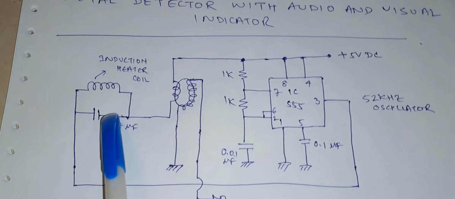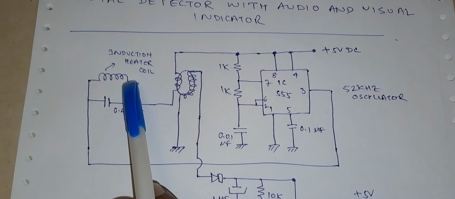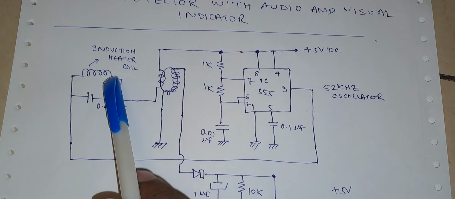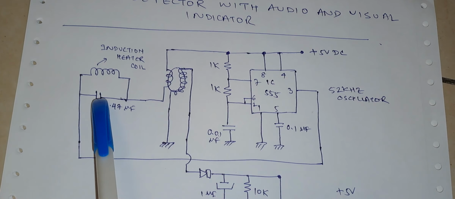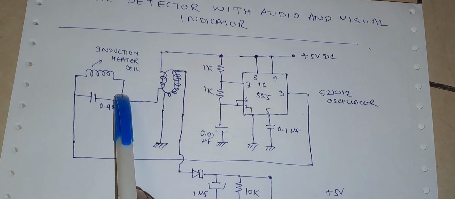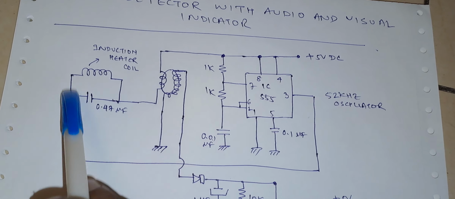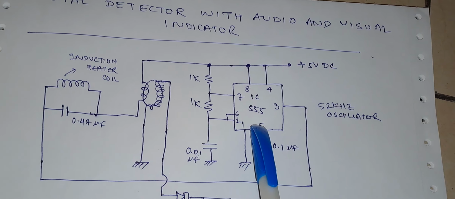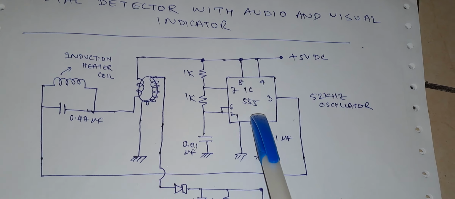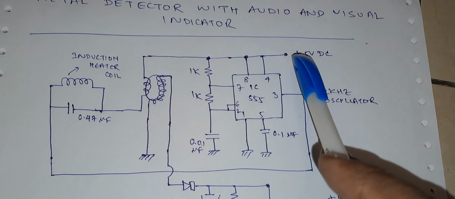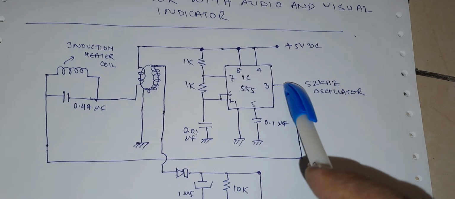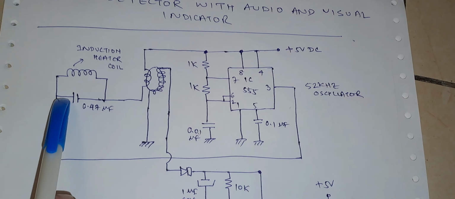You can see here this is the coil. I am using an induction heater coil, from an old, faulty induction heater, and this 0.47 microfarad capacitor is connected in parallel to this coil. So basically this is forming a parallel LC circuit. And as you can see here, I am using a 555 timer oscillator oscillating at a frequency of 52 kilohertz. I am supplying this circuit with a plus 5 volts DC supply. The output of this oscillator is fed to this parallel LC circuit.